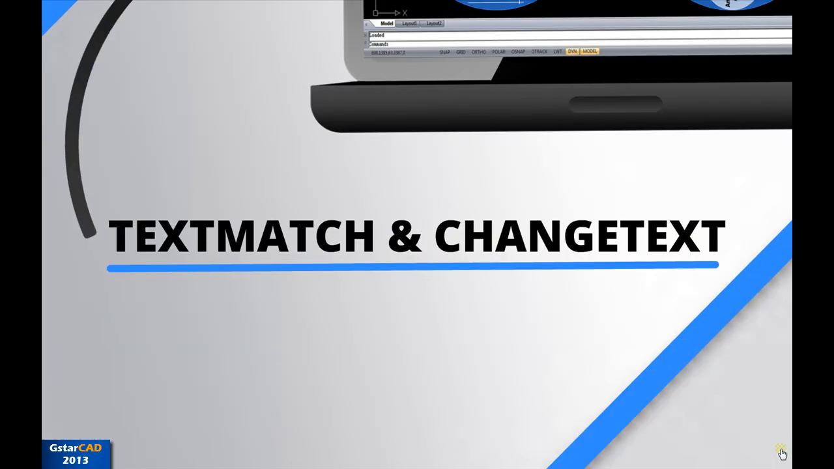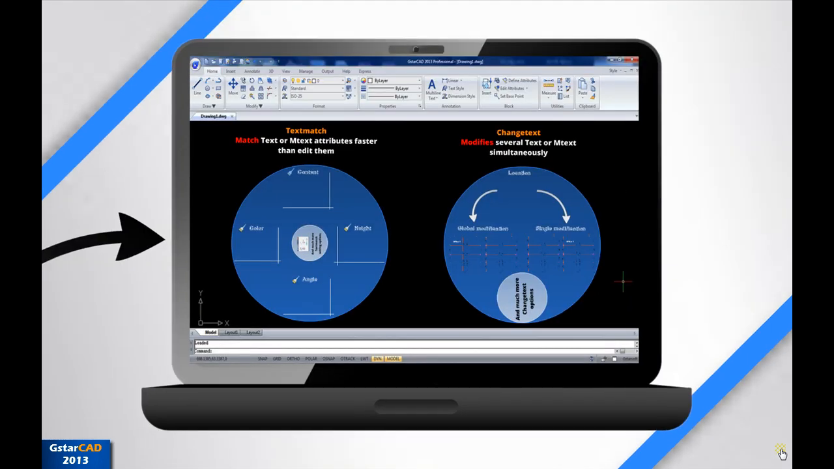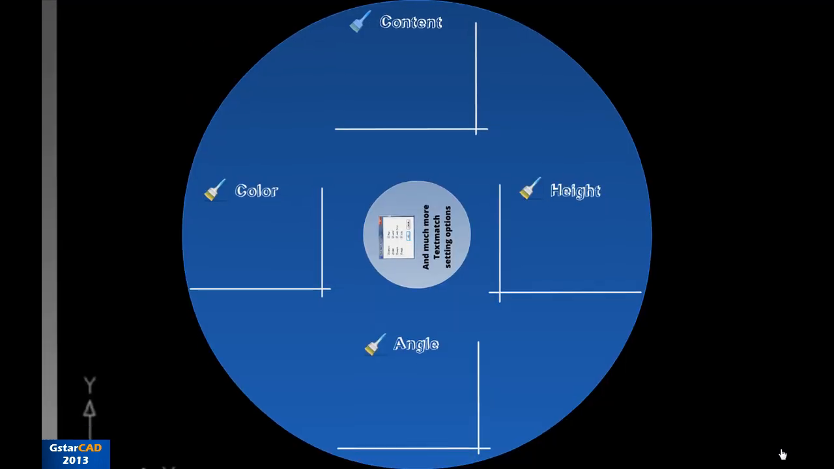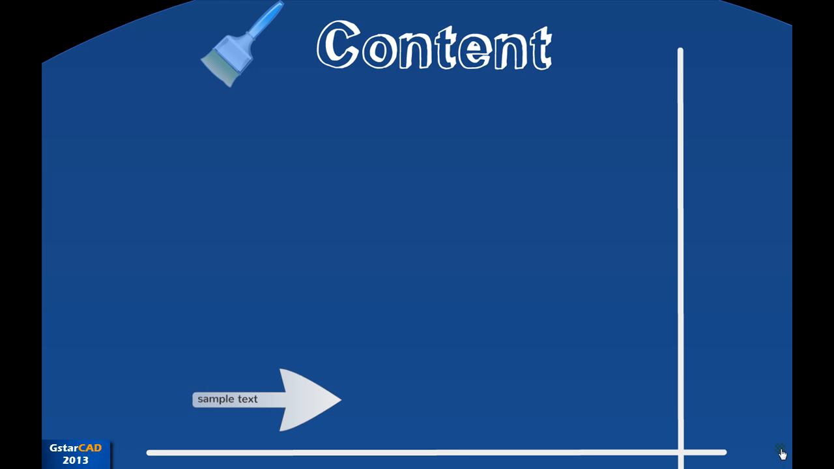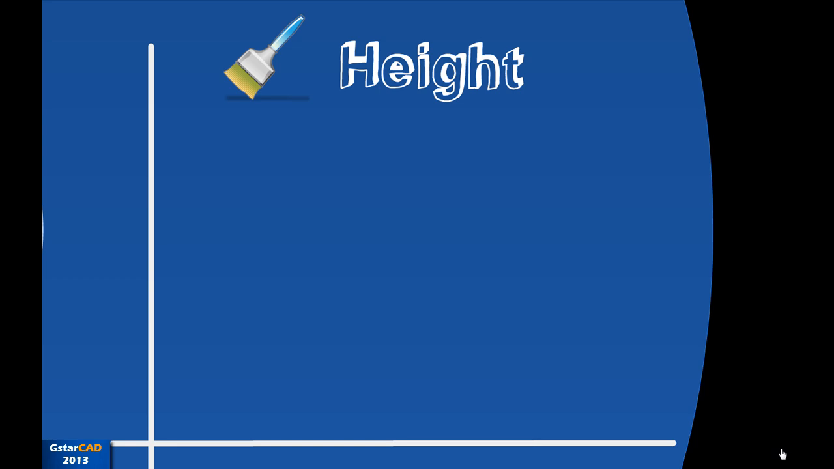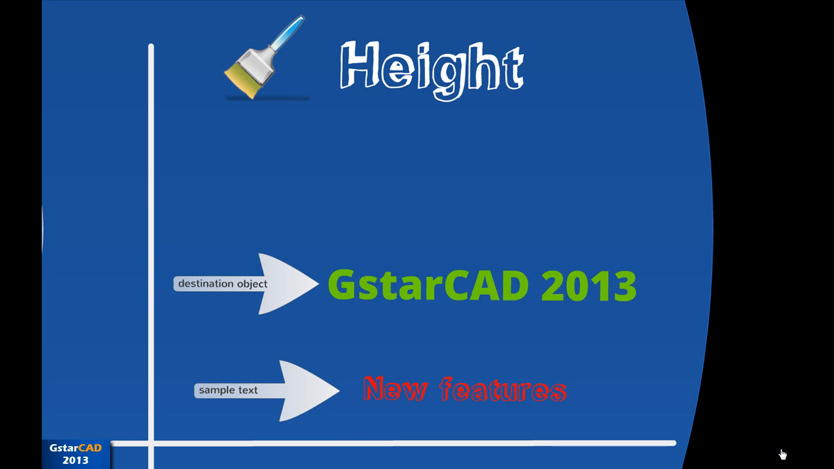And let's see the other tools, Text Match and Change Text. First, let's talk about Text Match. Text Match matches text or mtext attributes faster than editing them. For example, you can match content. First you have the sample text, then you have the destination object, and you have the content matched. Check the difference. Then you have another option, height. So you have your sample text, destination object, and the height matched. Also see the difference.